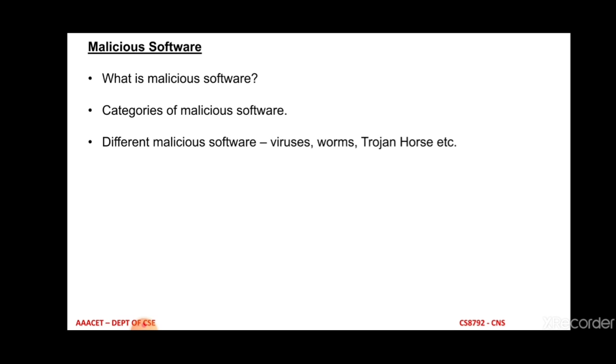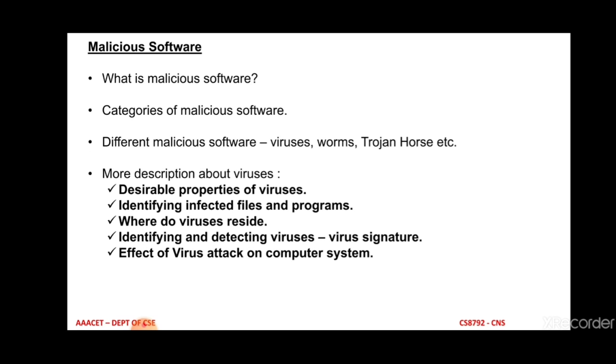So the second topic is malicious software. The previous topic was intruders and intrusion detection systems, and the second one is malicious software. So what is malicious software? After that we are going to see the categories or types of malicious software. There are different kinds of malicious software; the famous ones are viruses, worms and Trojan horse.